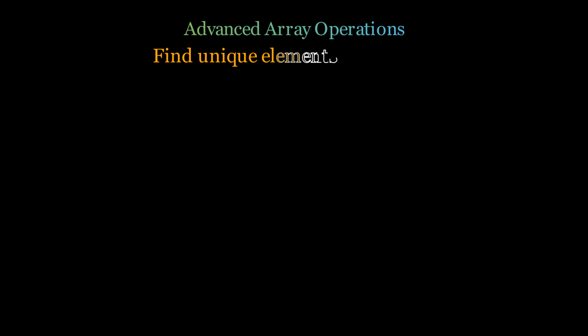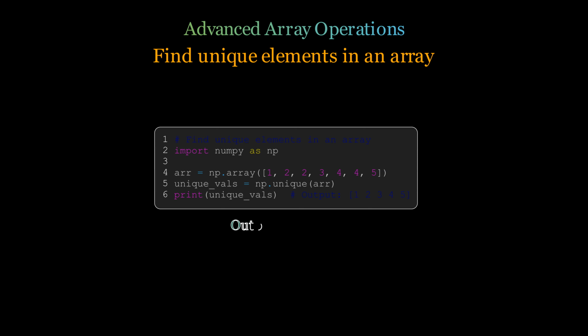The unique function removes duplicates and sorts the result. From 1, 2, 2, 3, 4, 4, 5, we get 1, 2, 3, 4, 5. This is essential for data cleaning and finding distinct categories in datasets.